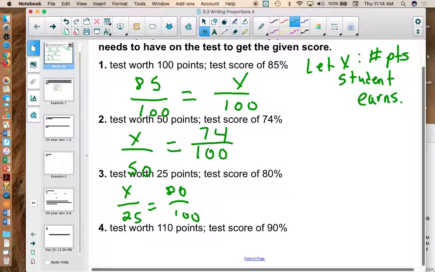What is the proportion for number 4? What is that proportion, Caitlin?